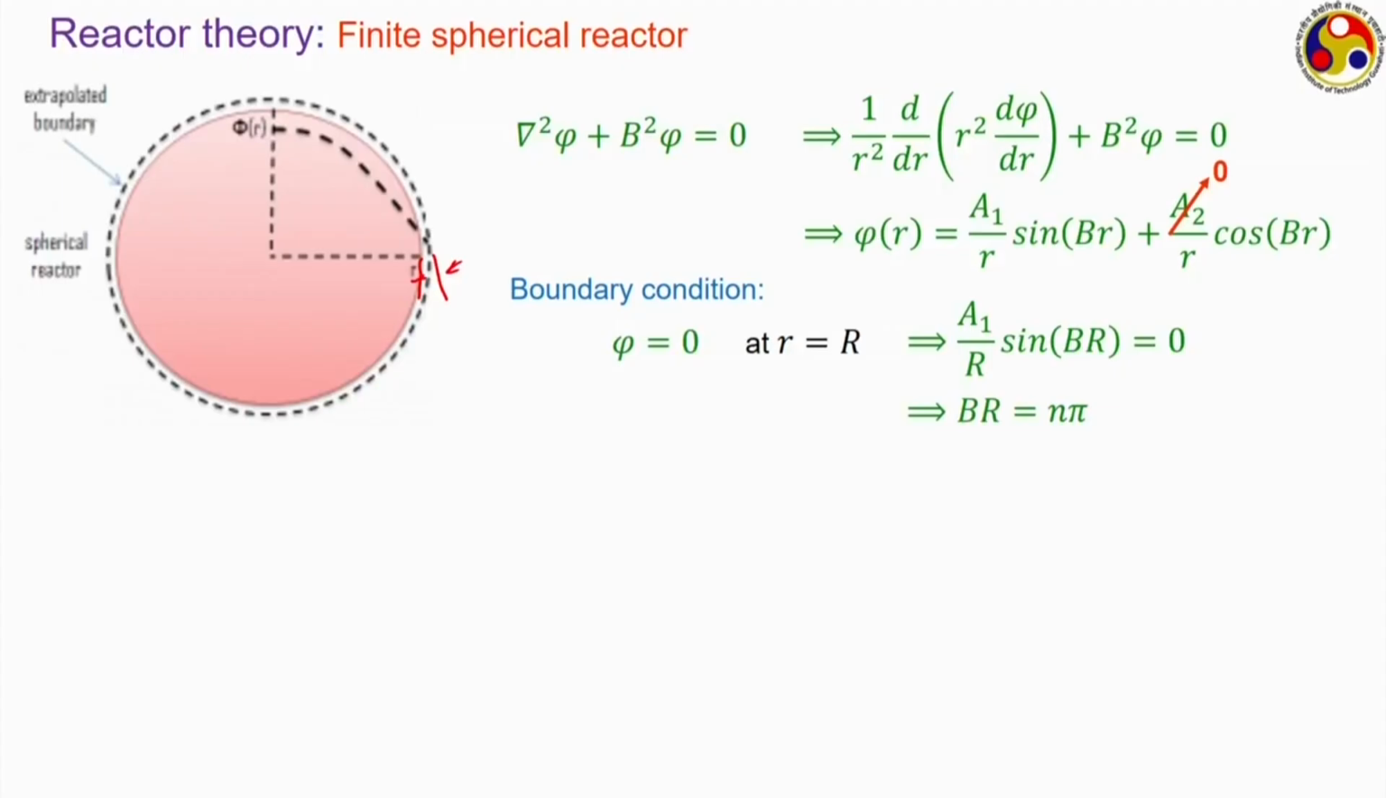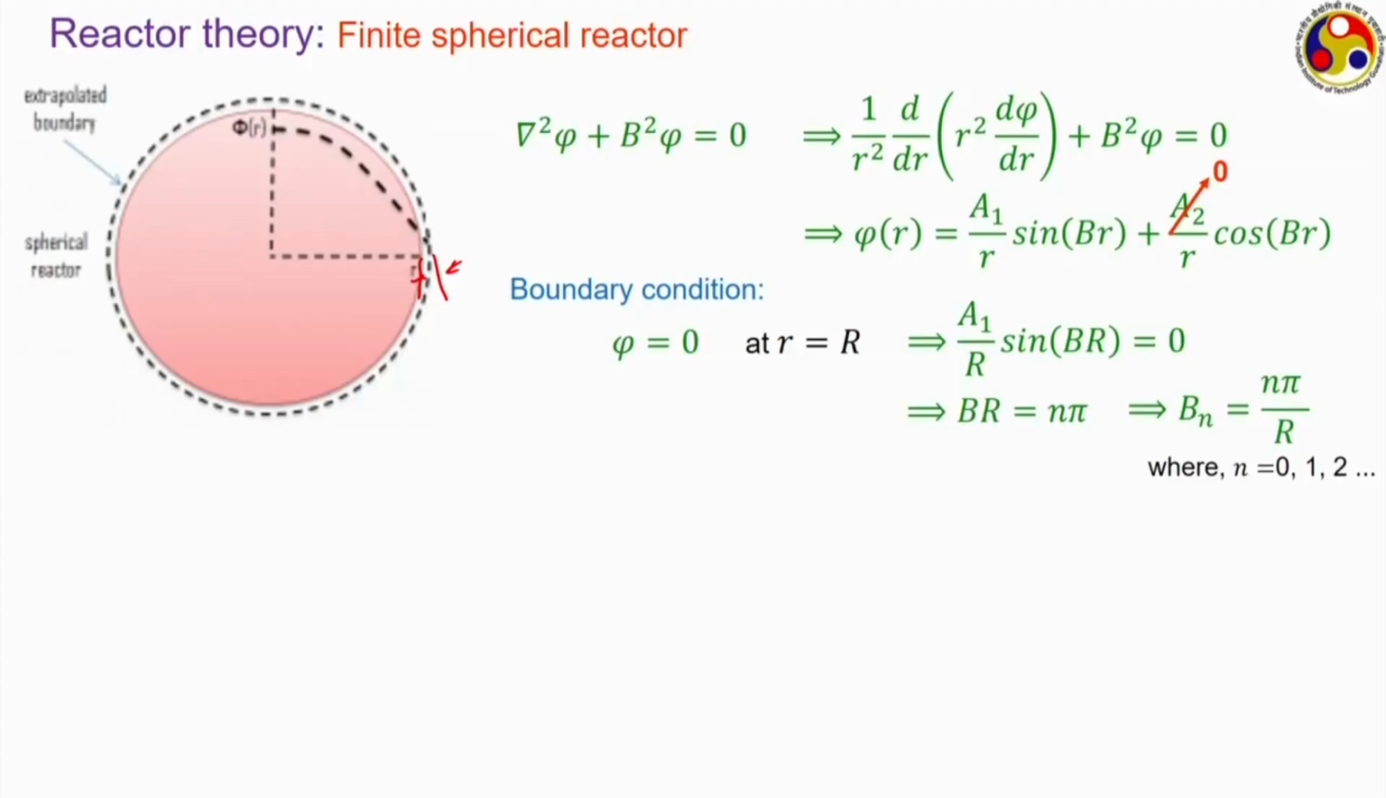Sin(BR) equal to 0 is possible only when BR is equal to n pi, where n is any integer, and hence Bn is equal to n pi upon R. N can be any integer from 0, 1, 2, etc.